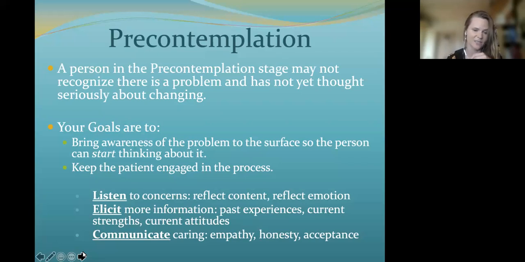So the idea here is you're really listening. You're engaging with them in terms of what's important to them, what they're going through, what they're experiencing. You're eliciting more information. So rather than you saying, here, I'm going to tell you what's going on, or I'm going to tell you where we go from here, you're really gathering a lot of their experience. What have they been through with this? What strengths have they been able to utilize? What is their perspective on the situation? And above all, communicating caring, that acceptance, the openness that you're with them, that you're on their team, no matter what they decide.